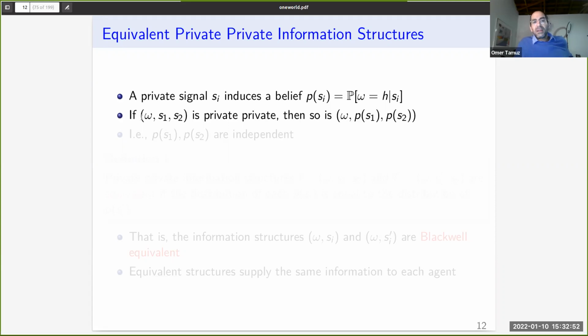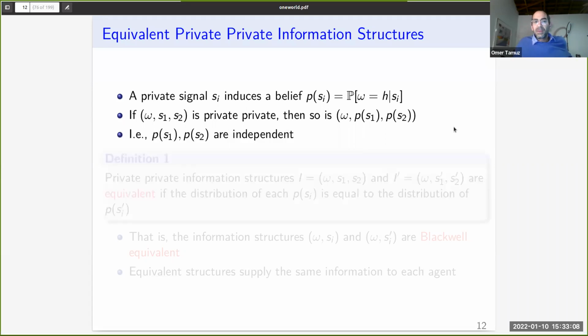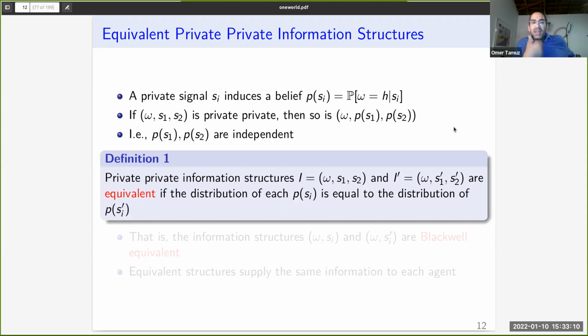And note that if (omega, S1, S2) is a private-private information structure, then so is (omega, P(S1), P(S2)), because P(S1) is just a deterministic function of S1. So P(S1) and P(S2) are still going to be independent of each other. So here's a definition. Two private-private information structures are equivalent if the distribution of each P(S_i) is equal to the distribution of P(S_i'). So they are equivalent if they induce the same belief distributions on the players.